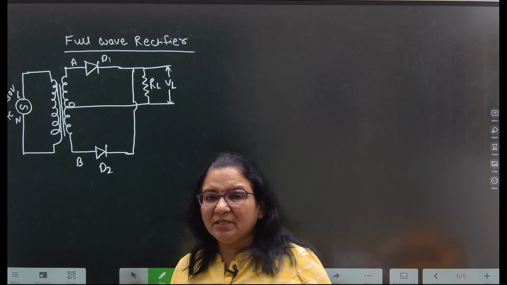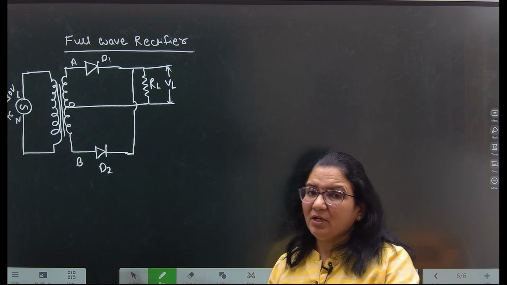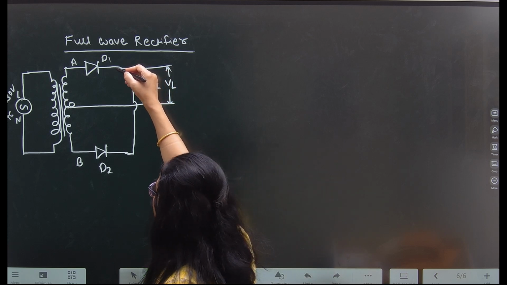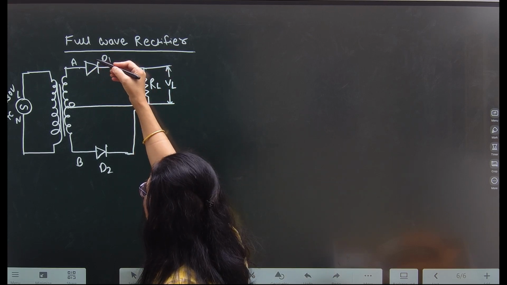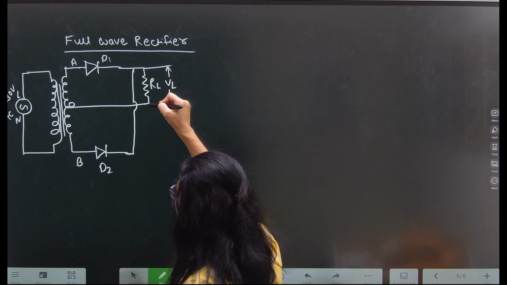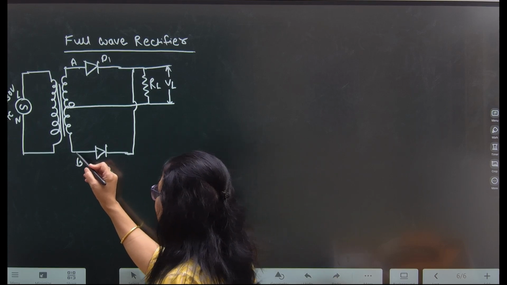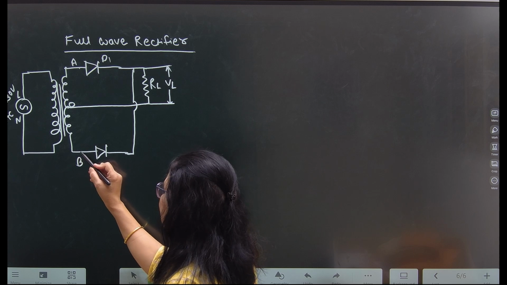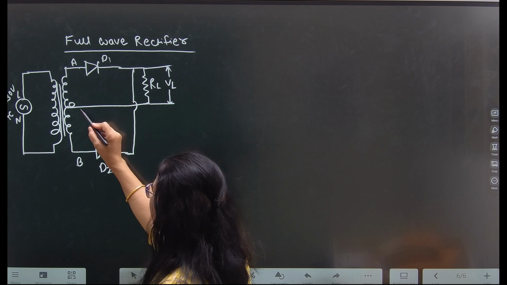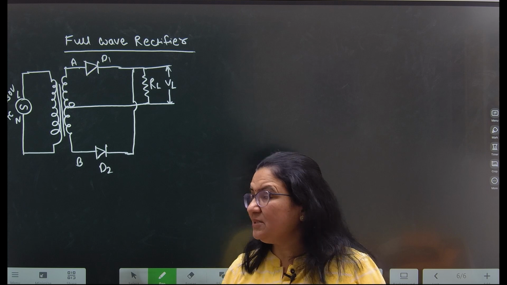Here instead of one diode, two diodes are used, diode D1 and diode D2. Load resistor is connected across both the diodes. The anode of the diode is connected at point A and the cathode of the diode is connected to the load resistor, and another terminal of the load resistor is connected to point O. In the same way, the anode of the other diode is connected to point B, and from there it is connected to the load resistor, and again the load resistor's other terminal is connected to point O. That is the full wave rectifier.